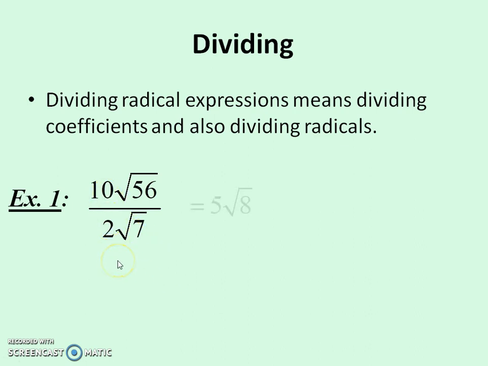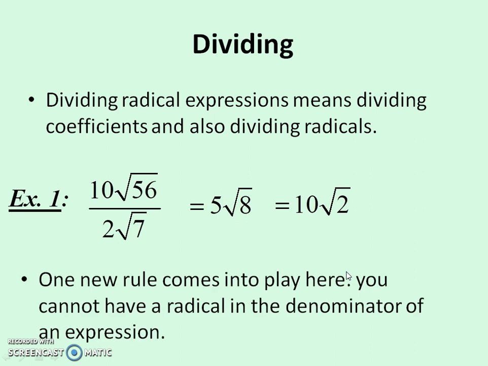Here, 10 divided by 2 is 5, and then 56 divided by 7 is 8. That stays inside the radical, and then if this is simplifiable, I should simplify it, and here it actually is, because this is equal to 4 times 2. So the 4, which is a perfect square, comes out and becomes 2, multiplies the 5, and we're left with root 2 inside. The only new thing here is that when you are dividing, it allows for the possibility that you have a radical in the denominator, and if you do, you have to rationalize it, which is something that you will see in the next video lesson.